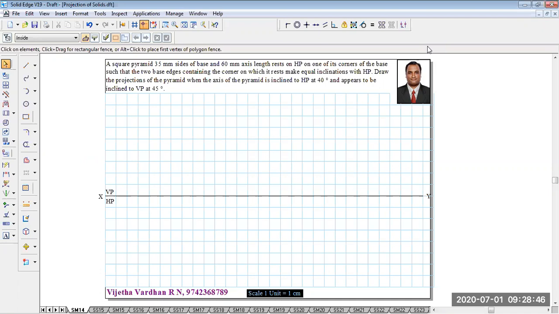Now, in this session, we are going to discuss how to solve a problem on projection of solids in your booklets, that is called manual drawings, using your grid books. Let us consider an example problem.